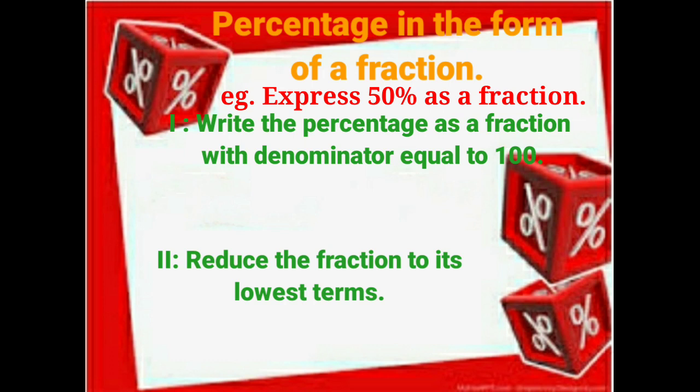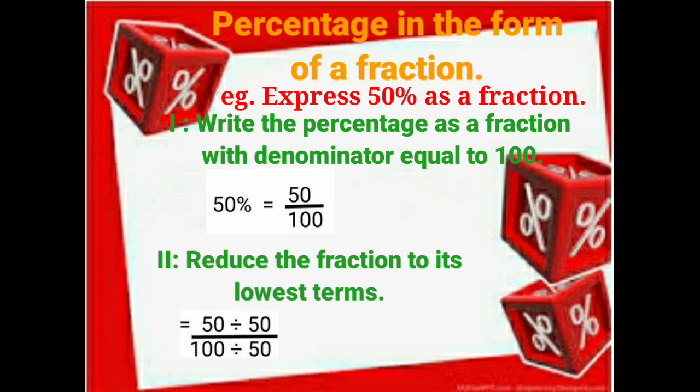Now to solve this, we will first have to write 50% as a fraction. The fractional form of 50% is 50 upon 100. Then we will reduce the fraction to its lowest terms, for which we'll have to find out the common divisor between the numerator and the denominator, which in this example is 50. So when the entire fraction 50 upon 100 will be divided by 50, we will get the reduced form to be 1 upon 2. Therefore, 50% is equal to 1 upon 2.